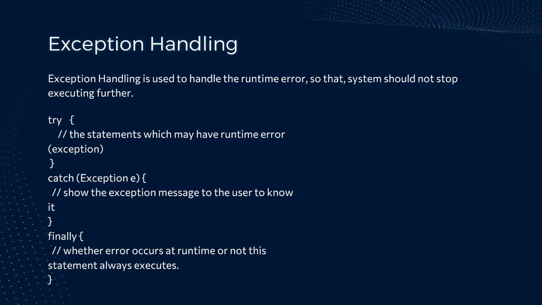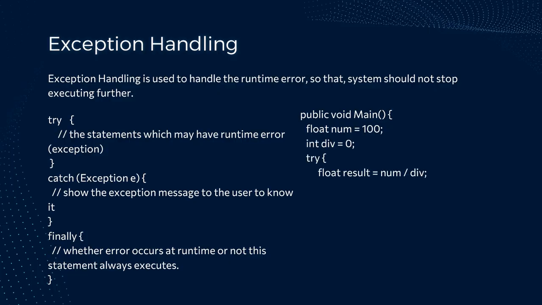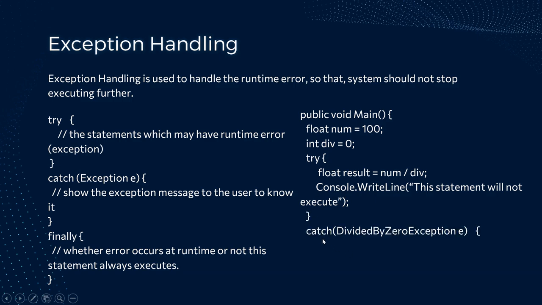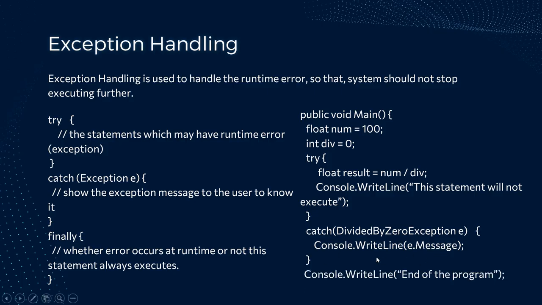In the same example, we have put the statements where we think we can get an error at runtime in the try block. Then we have the catch block here, and we know we have the DivideByZeroException. Then you can show the message here. So this is the end of the program. Let's quickly jump to Visual Studio and see how we can handle that exception.